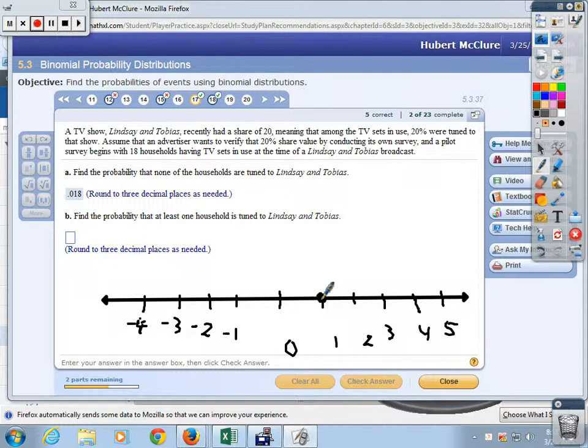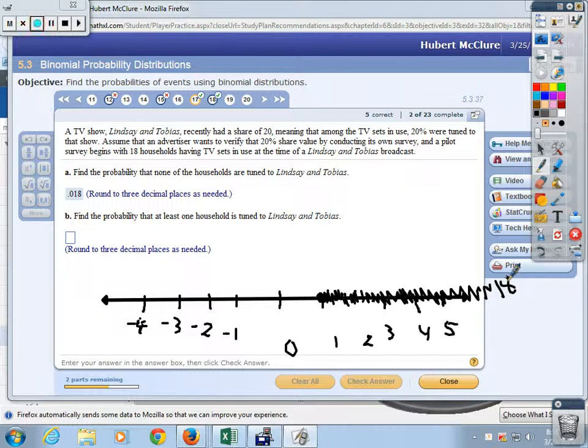At least one. What does at least one mean? That means that the lowest number is what? So that means that we need to find the probability between 0 and what? 0 and what? 18. So you need to calculate each one. You need to calculate nPx with x equal to 1, nPx with x equal to 2, nPx with x equal to 3. You got to do that how many times? 18 times.